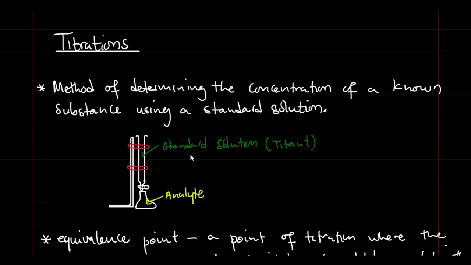I also introduced terms like the titrant and the analyte. The titrant is our standard solution. We pour the titrant into the burette, and then the solution with the unknown concentration, the one we don't know its concentration, we transfer into a conical flask or Erlenmeyer flask, and then we add some indicator in there, and then we perform our titrations.